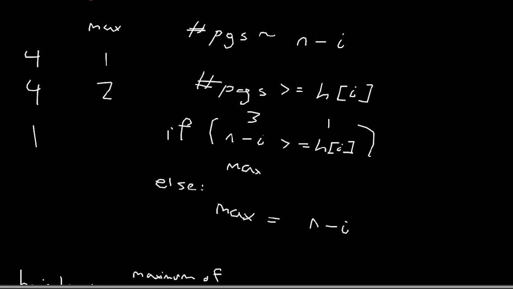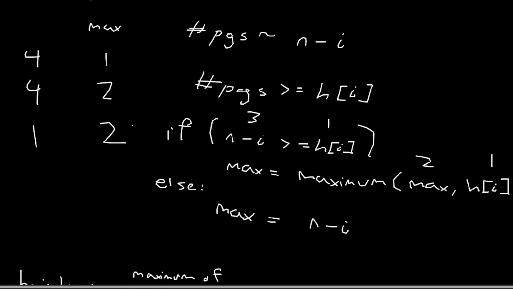Max is then going to be equal to the maximum of either our current max or our current citation value, which in this case, our current max right now is 2, and our citation value is going to be equal to 1. So it will take 2 instead of 1 in this case. So this leaves our maximum value as 2, and we're done searching. We find our H value using this.